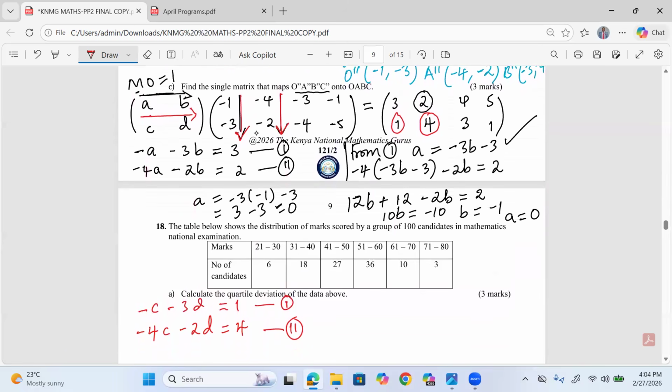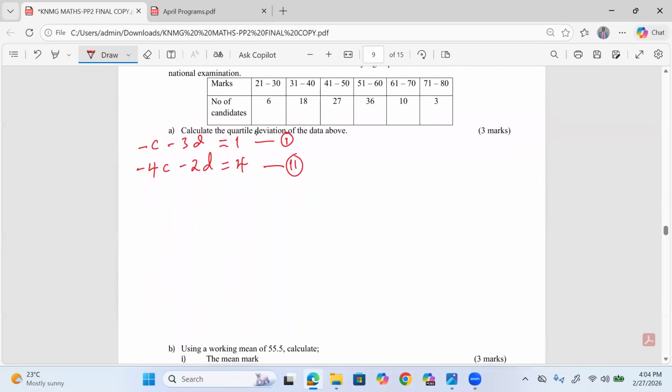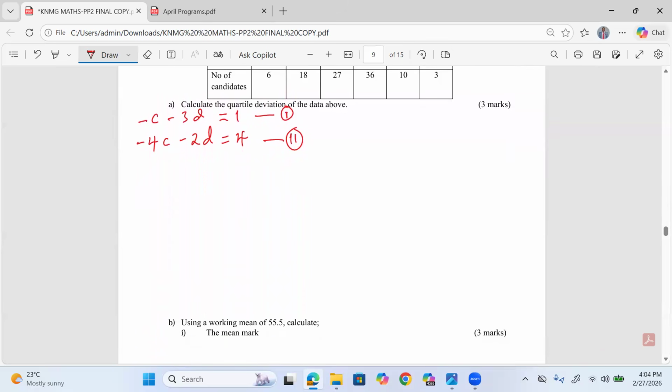Yes. Oh, I hope we are together there. So from this, we solve. Allow me now solve for the values of C and D.